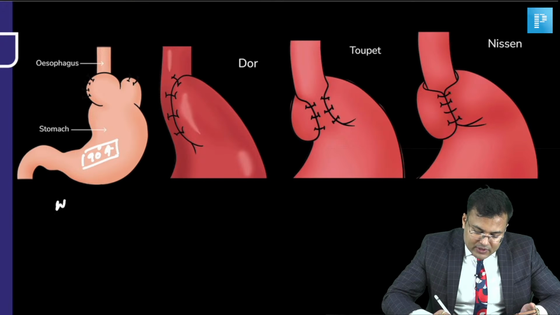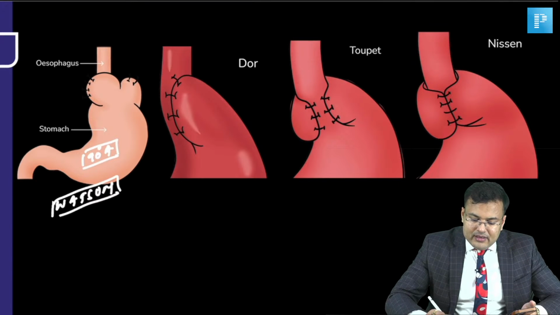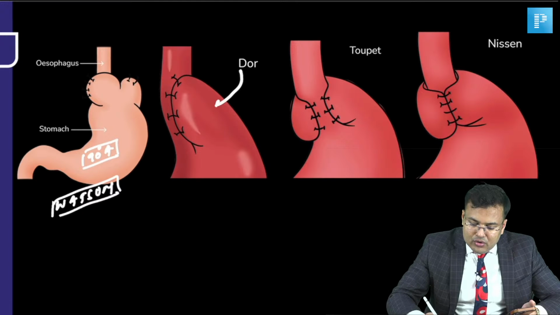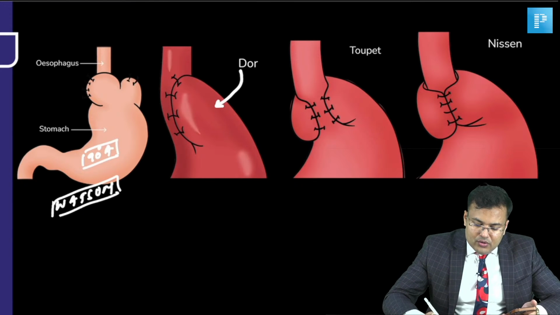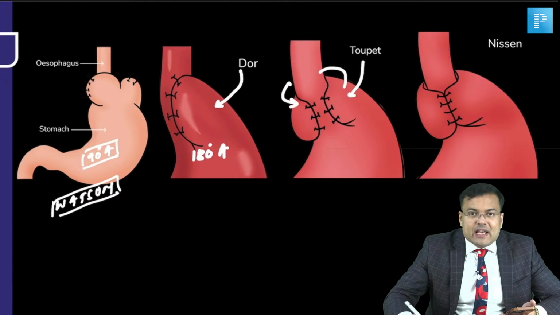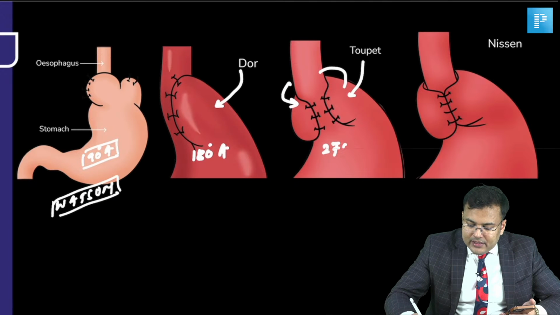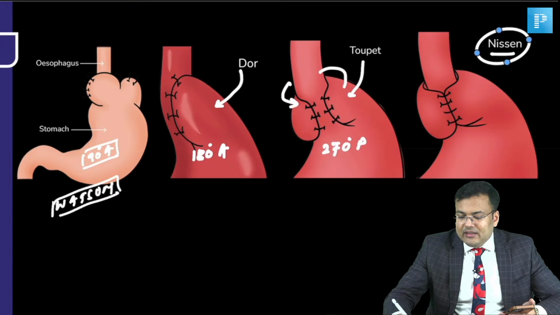Nidhi, it is Watson. So this is Watson, 90 degree anterior. Can you see the Dor? How much is the Dor? Dor fundoplication is 180 degree anterior. After that, Toupet, you can see it is coming from posterior direction. So Toupet is 270 degree posterior.